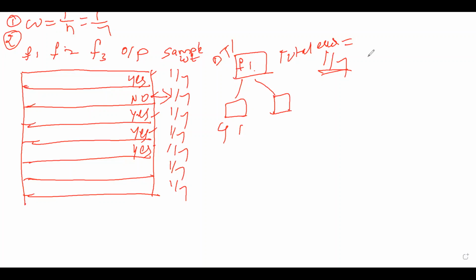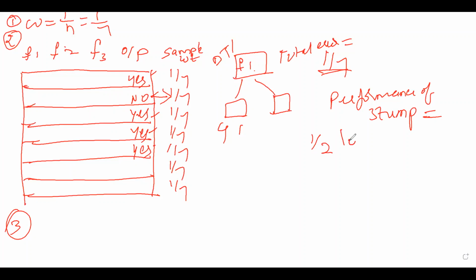In step 3, what we are doing is we basically find the performance of the stump. We have to find the performance of the stump, that is, how the stump has classified. For this, we have one formula. What is that? Performance of stump is 1 by 2 log e of (1 minus total error) divided by total error.